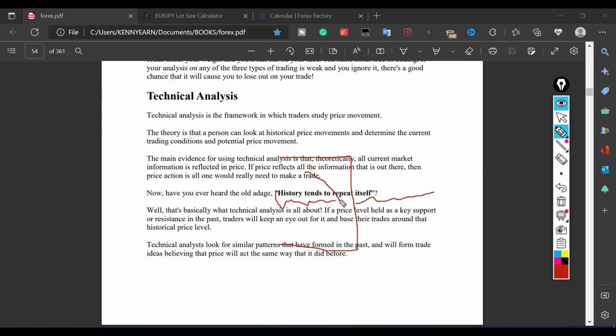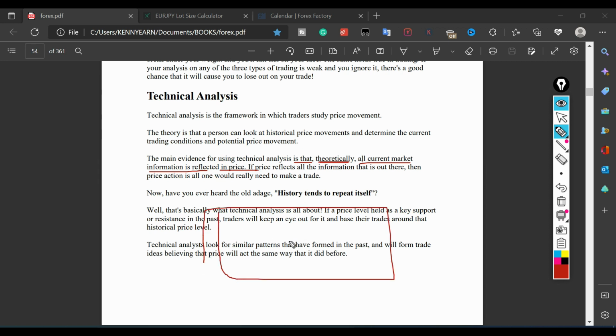Let's say the market was trading down, you could say, okay, the market is going to keep on trading down. Looking at the chart, you basically use the chart to do technical analysis. The evidence for using technical analysis is that theoretically all correct market information is reflected in price. Everything you see in the chart is basically what the market is doing. So if price reflects all the information that is out there, then price action is all we really need to make a trade. You need to understand price action, what the market is doing or telling you.